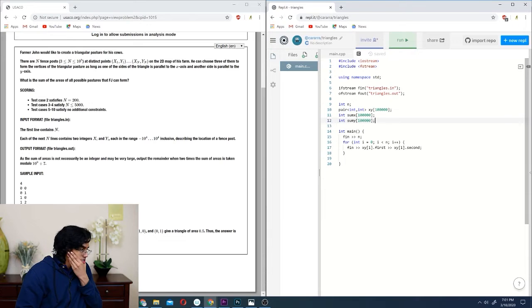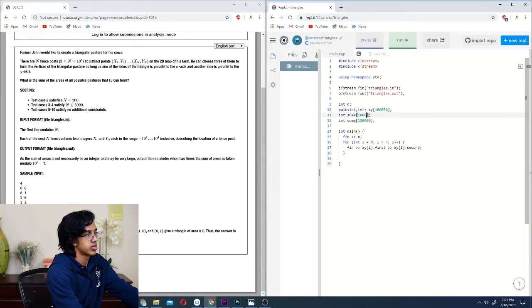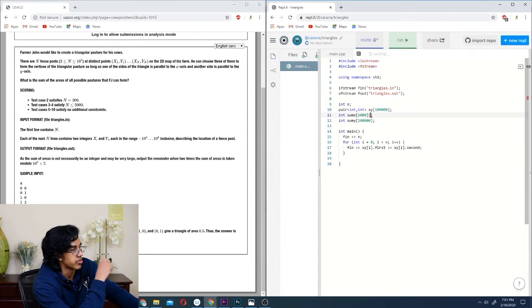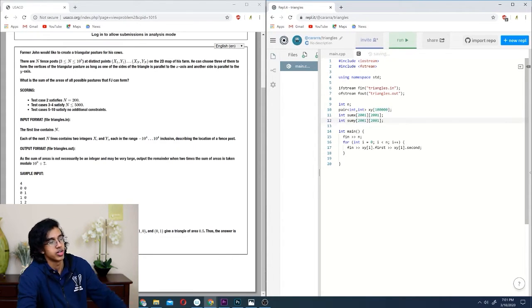Wait a minute, we could just store, oh wait, it's kind of clever. We could literally just store it like this, for each point. That's annoying because they made us shift it to the positive range, but it's not bad. I think that's fine. 2001. It's possible without doing this, but this makes it a lot easier. So basically, for every possible point, we'll just store it.